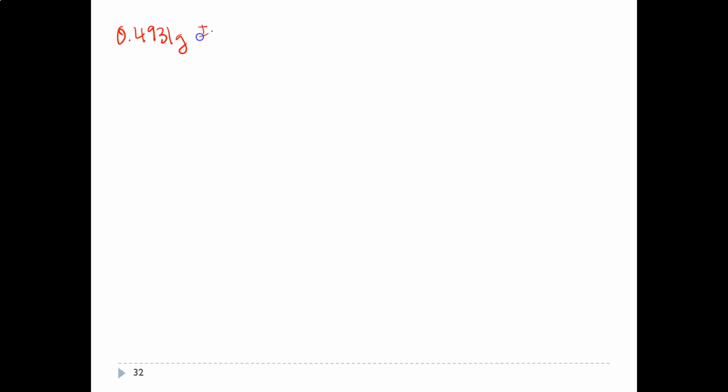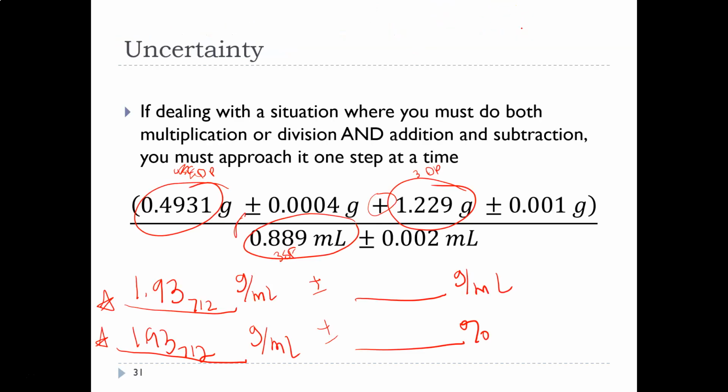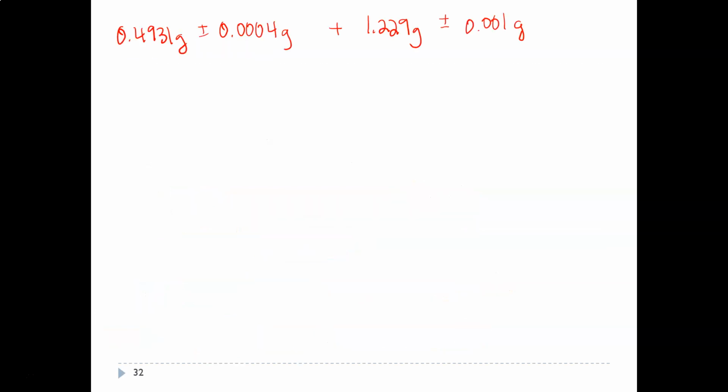0.4931 grams plus or minus 0.0004 grams. That number plus 1.229 grams plus or minus 0.001 grams. So I just took the numerator. Okay, that's the addition part. And again, we're going in order of operations. So you don't always start with the addition. You do whatever math you had to do first. Okay, so what we're going to do is just figure out the uncertainty for just this step. So it's going to be, again, number in grams plus or minus number in grams plus or minus the percentage.